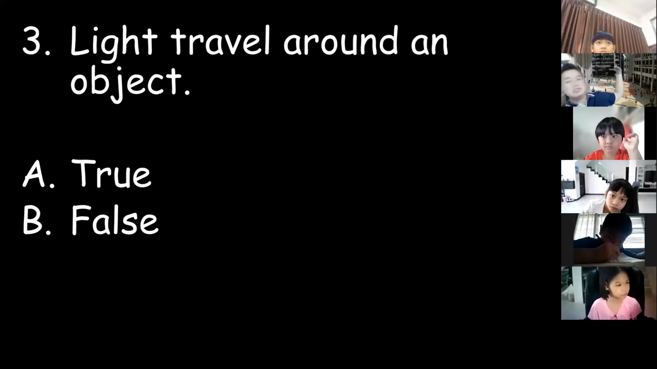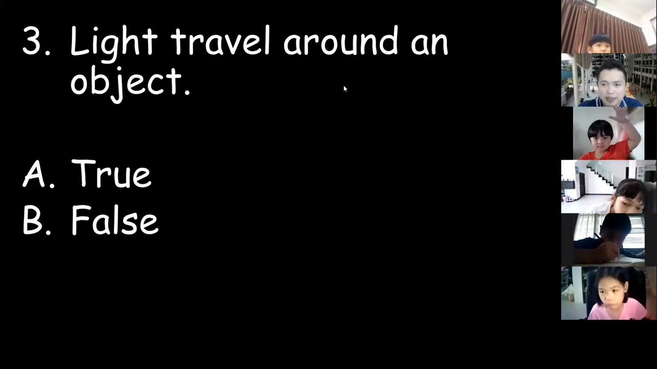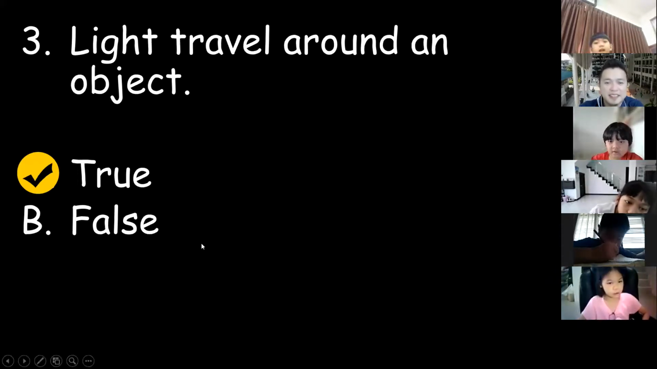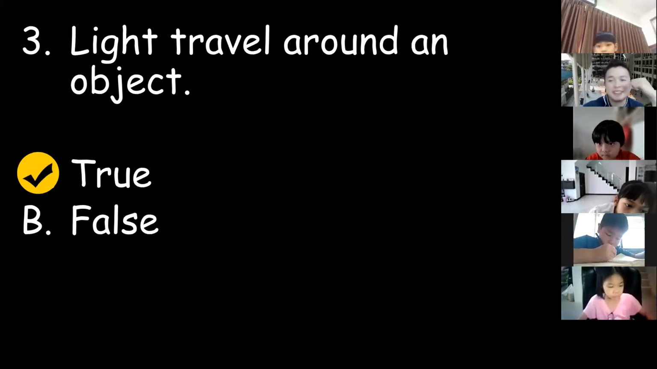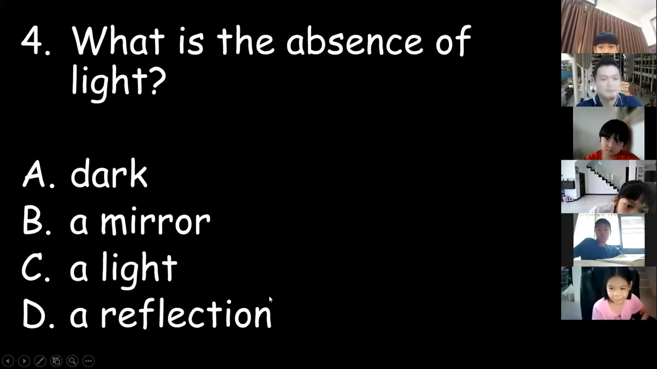Light travels around an object. Yes, we have Nava. Nava, no. Nava. Yes, Nava. True. True. Letter A. Great job. Your answer is correct.